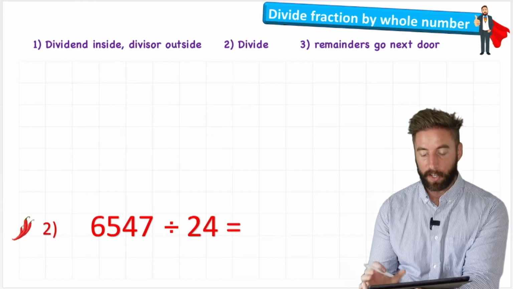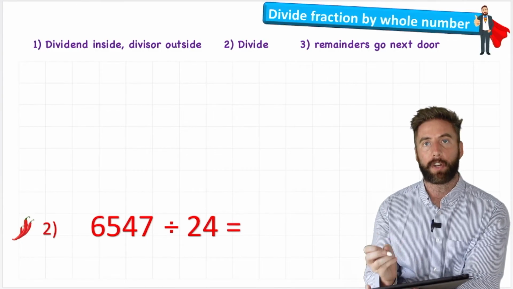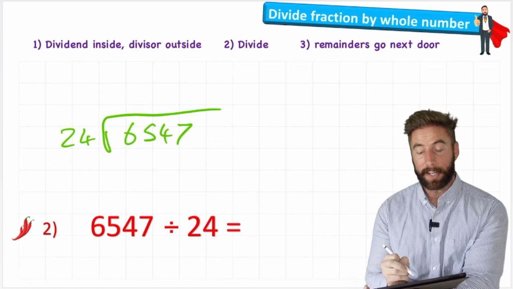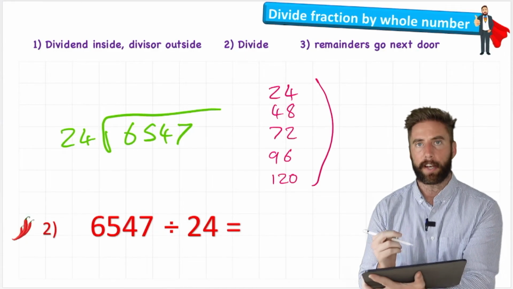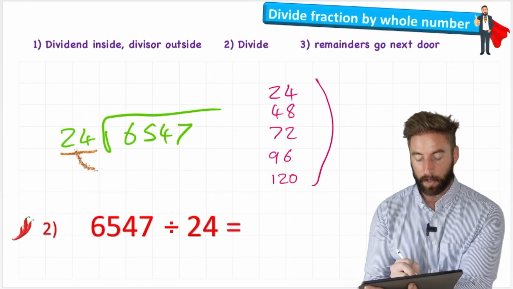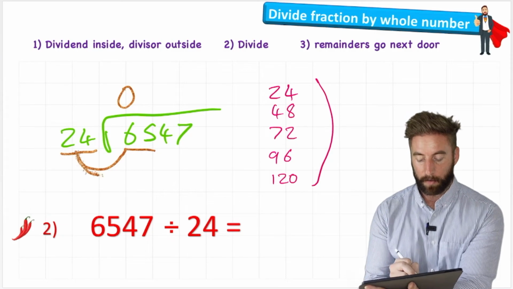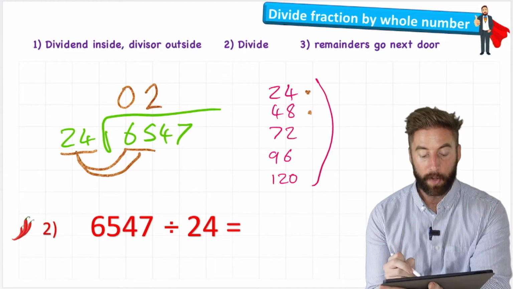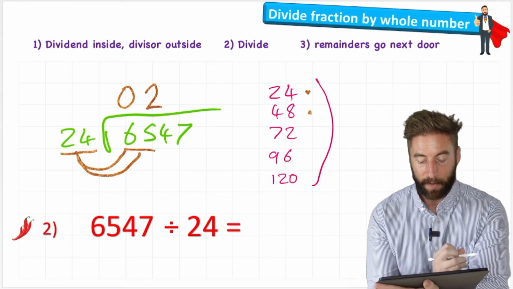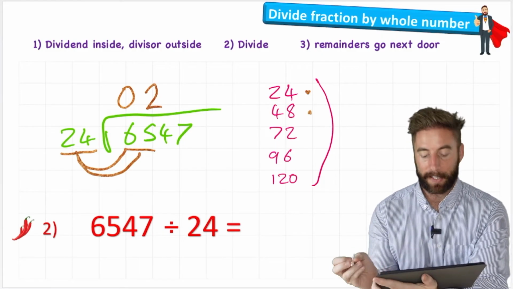Let's have a look at a red chili challenge, a hard one, and let's follow the steps really quickly this time. So my dividend is inside and my divisor is outside, and I've got my 5 multiples ready if I need them. So now I'm going to look at how many 24s are in 6, 0. I'll look at it as 65. How many 24s are in 65? Well, I can go 1, 2, but I could only get to 48 and I needed to get to 65, so I have a difference of 17.